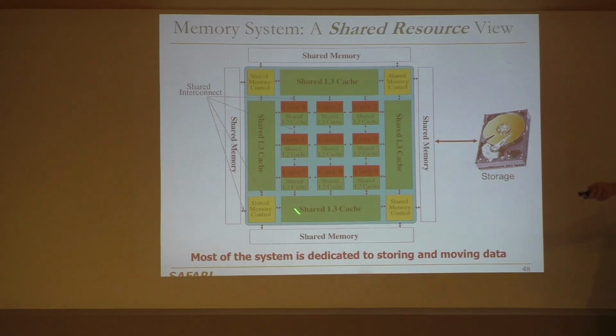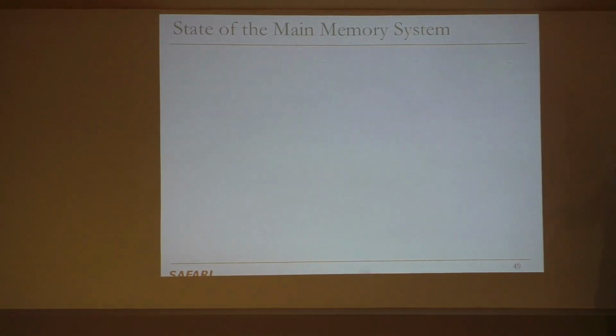And the second is the memory system is a shared resource across these components. So you actually get into quality of service and interference problems when these different agents interact with the memory. We're going to talk about that briefly, but that's not the subject of this course, really. So let me tell you some broad views of the main memory system today.